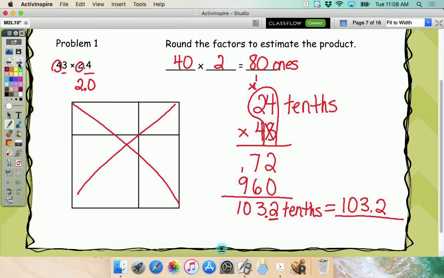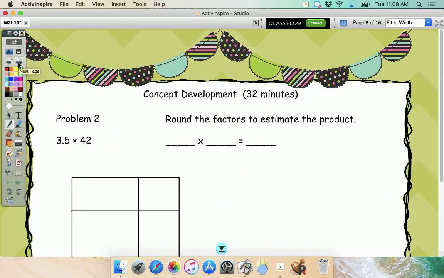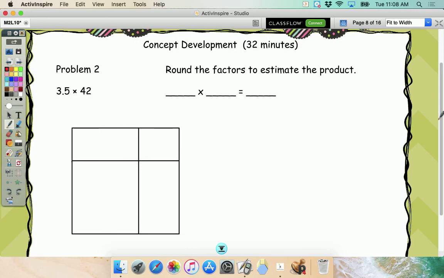Okay, let's do another one. So this one's very similar. 3.5. If I round that, I'm going to pull a stick. I round that to the nearest whole number or the highest place value. Emma, what is it going to be? So, whoops, look at the 5 to decide about the 3.